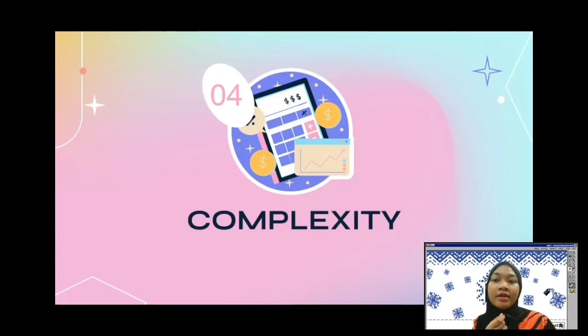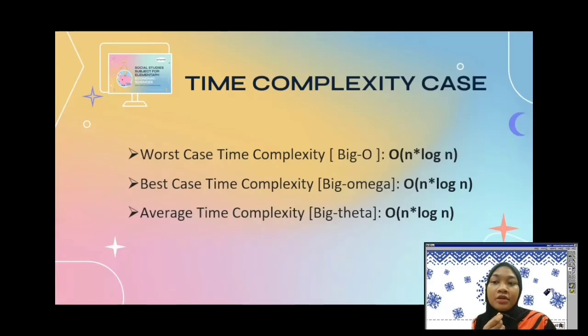Next, the complexity of the merge sort technique. Sorting arrays on separate machines takes a long time. Merge sort is a recursive algorithm with the following recurrence relation for time complexity. Merge sort has a time complexity of n log n in all three scenarios, worst, average, and best, because it always divides the array into two halves and merges the two halves in linear time.